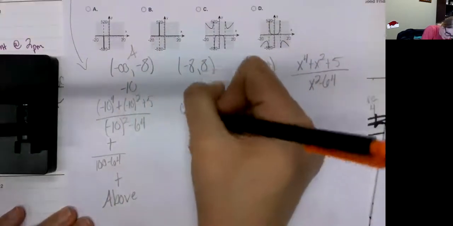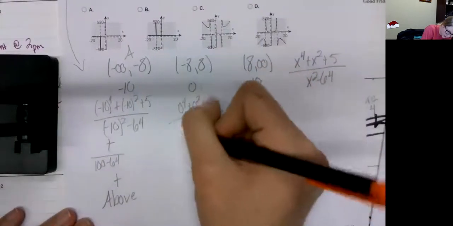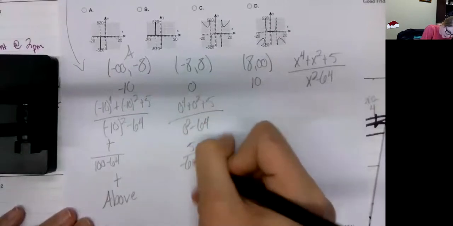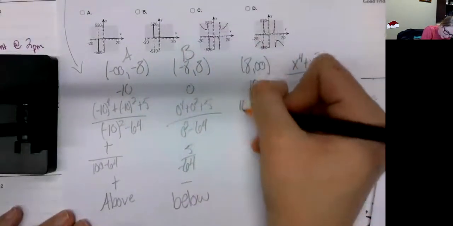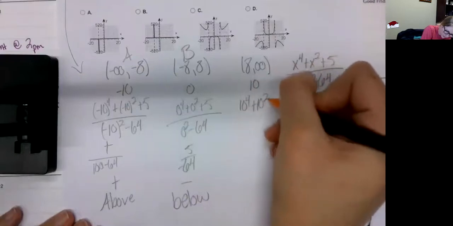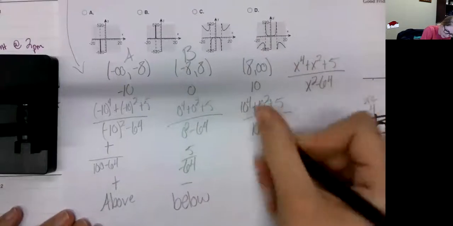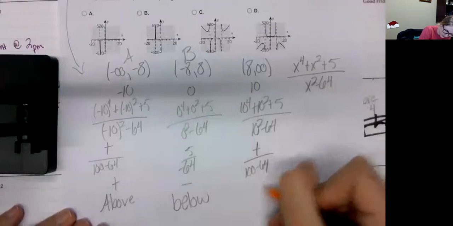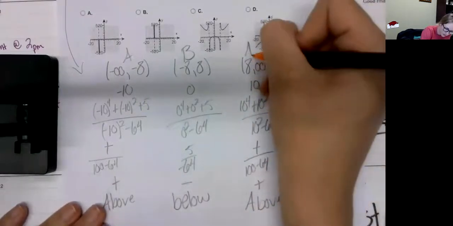Then here we have 0 to the 4th power plus 0 squared plus 5 over 0 squared subtract 64. So that would be 5 over -64. So it's negative, so it would be below. Then 10 to the 4th plus 10 squared plus 5 over 10 squared subtract 64. Top is positive, the bottom would be 100 subtract 64, so it would be positive, so it would be above.